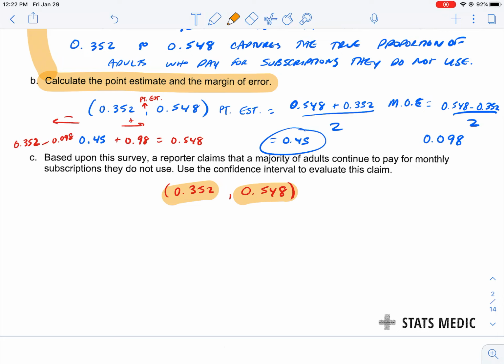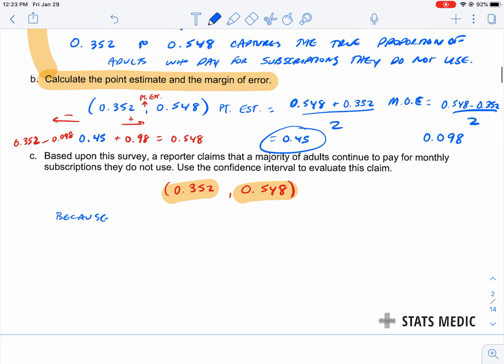So how do we evaluate this claim? A reporter is saying a majority of adults continue to pay for monthly subscriptions they do not use. Use the confidence interval. So if it's got to be more than 50 and the interval contains things over 50, it could be, but it also contains values that are under 50. So it may not be. So what we have to say objectively is we have to say because the interval contains both above and below 50, we cannot say that that's true. We do not have convincing evidence to support it.